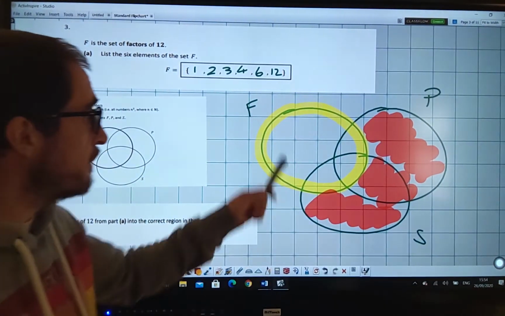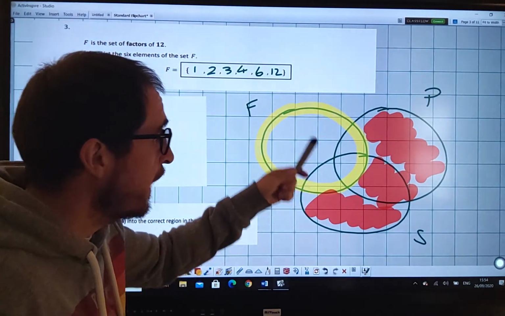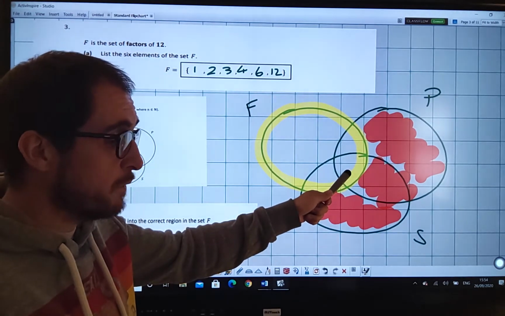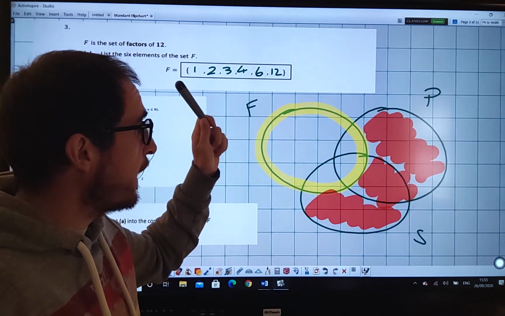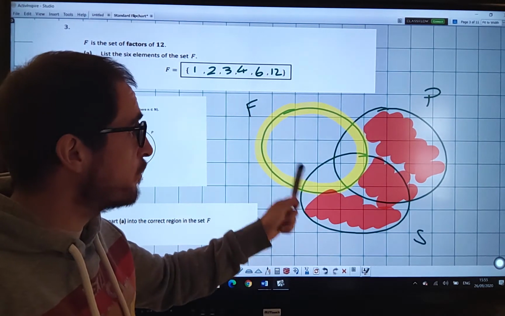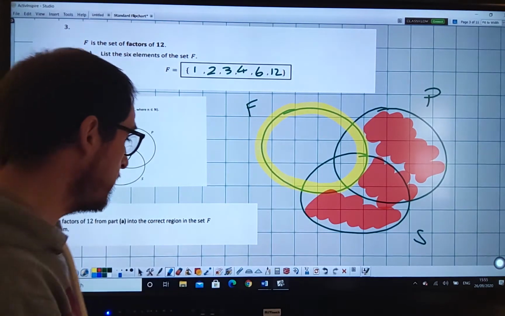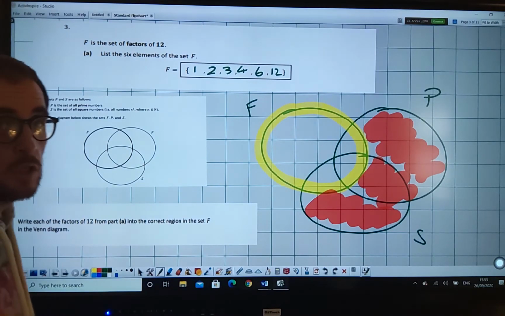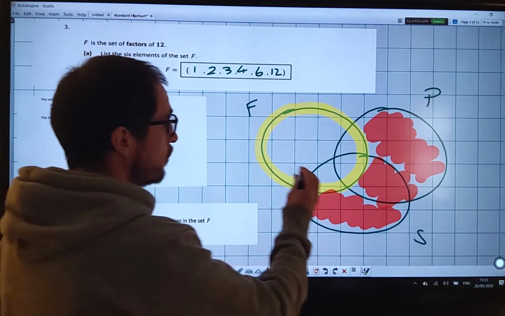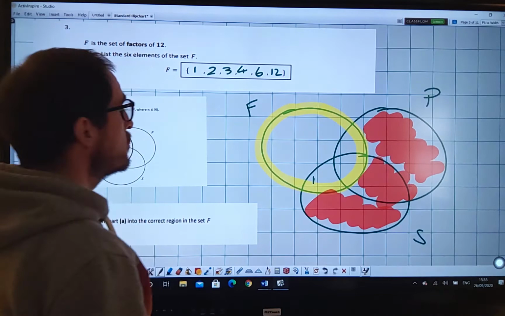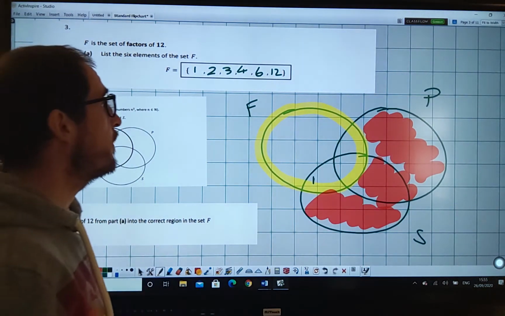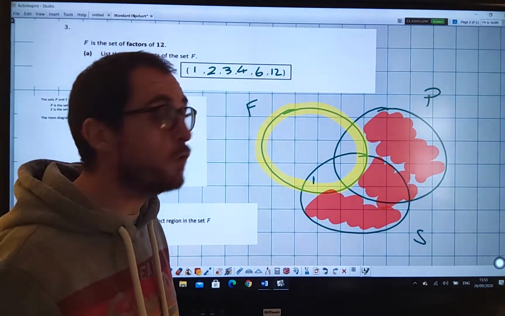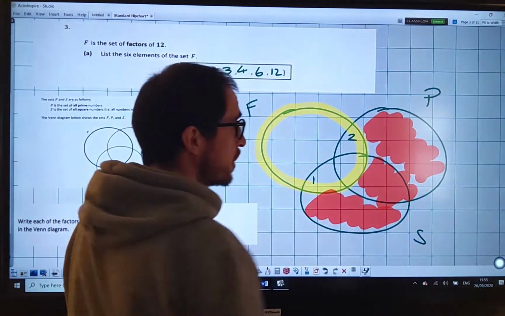So it's just a matter of: are they just factors of 12? Are they a factor of 12, a prime number and a square number? Are they a factor of 12 and a square number, or are they a factor of 12 and a prime number? That's the question you ask yourself. So 1. 1 has only got one factor, but it's also a square number. So it goes in here. 2. 2 is a factor of 12. It's also a prime number because it's got two factors, 1 and 2. But it's not a square number.